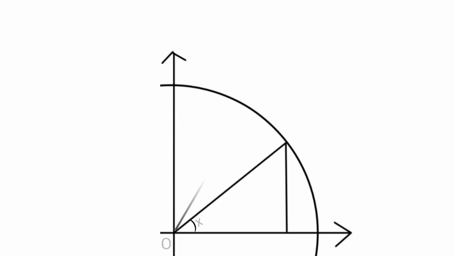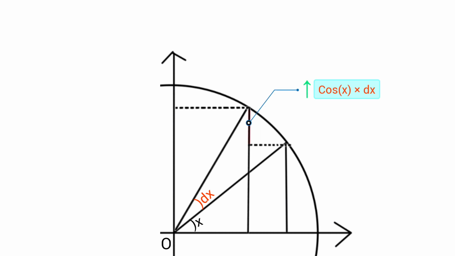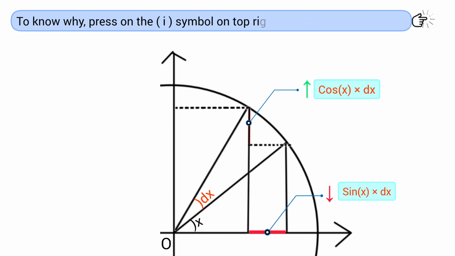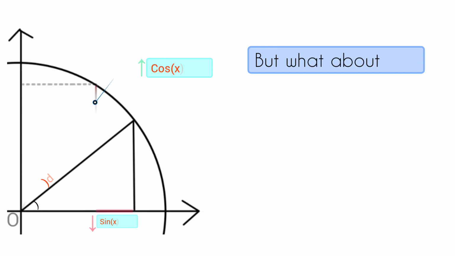Now, let's increase the angle by a tiny amount, dx. What happens to the vertical and horizontal parts of the line? Well, the vertical part will increase by cosine x times dx, and the horizontal part will decrease by sine x times dx. This is because as the angle gets bigger, the vertical part gets longer and the horizontal part gets shorter. But what about the cot function?